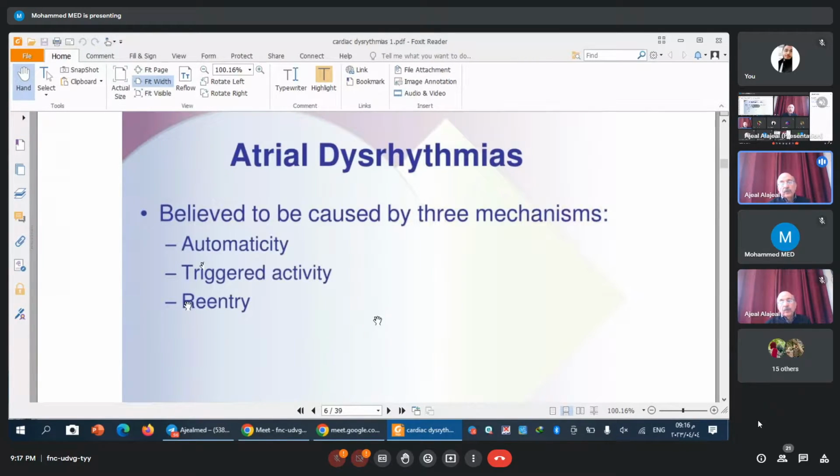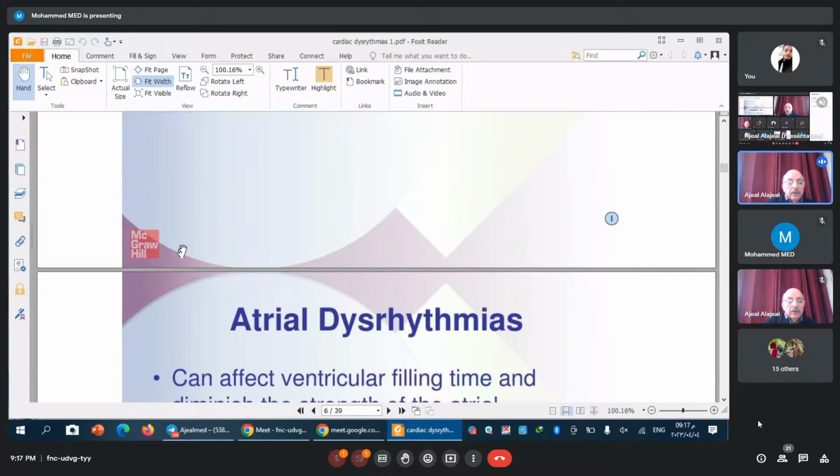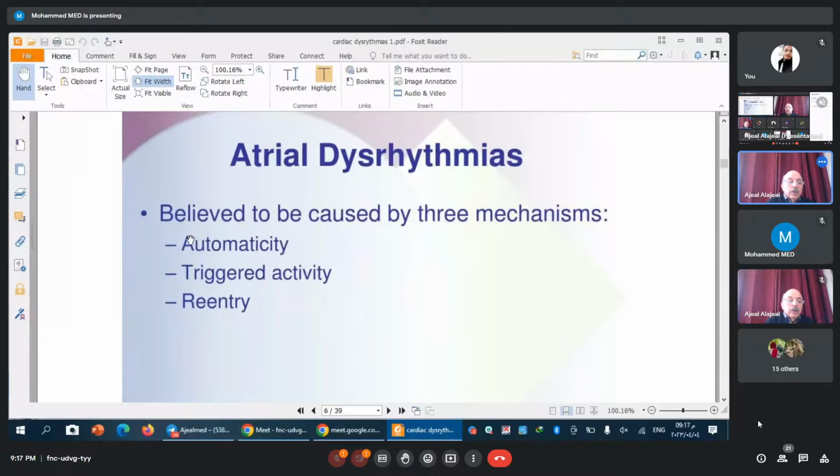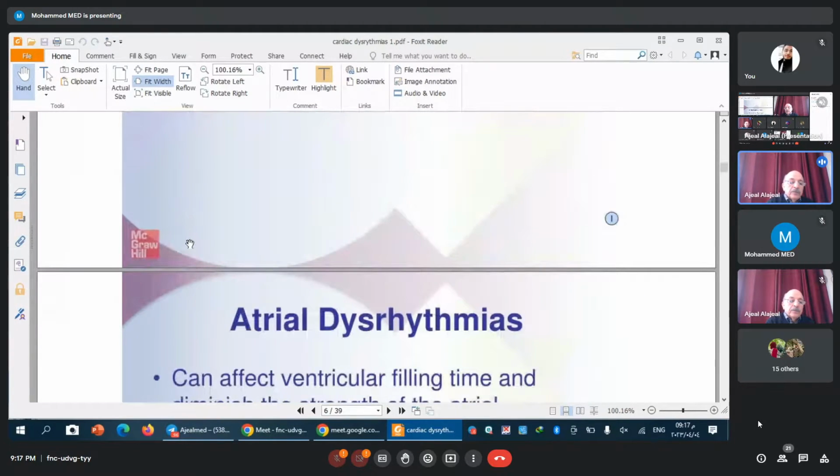I will discuss this probably in a later lecture. What does re-entry mean? You will understand what re-entry is when you study Wolff-Parkinson-White syndrome. Next slide, please.